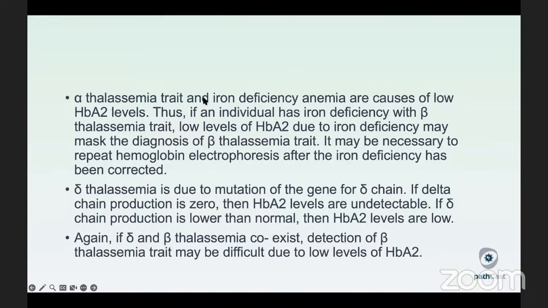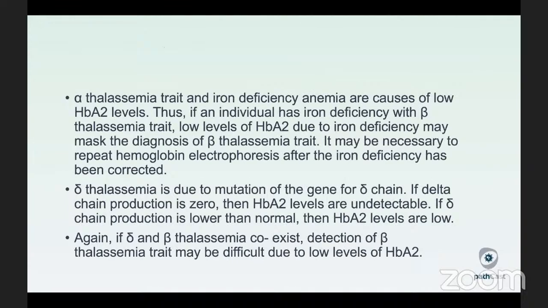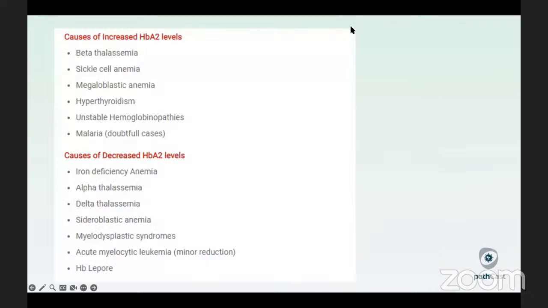The clinical problem in this condition: if the patient has alpha thalassemia and in the meantime also has beta thalassemia, usually patients with beta thalassemia have high hemoglobin A2. So if this patient has any one of these conditions, iron deficiency or alpha thalassemia, the A2 might be falsely low, so it can mask the elevated A2 in beta thalassemia. These are less common causes of increased A2. Beta thalassemia should be on top, and these are causes of decreased A2 hemoglobin.